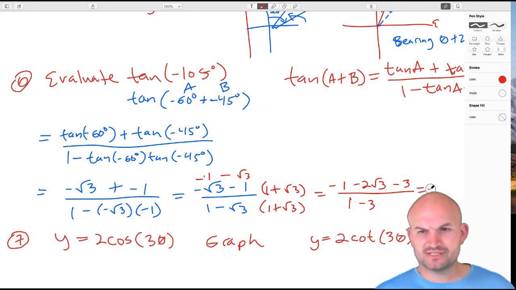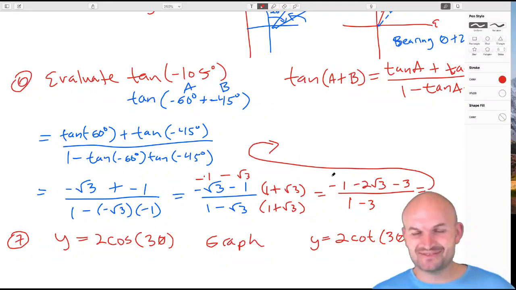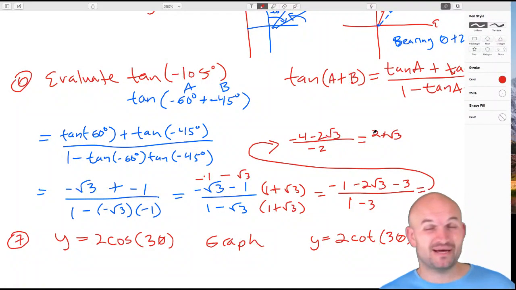So let's do this. This is horrible. I hate when students do this, but I'm going to do it. So negative 1 plus 3 is negative 4, minus 2 square root of 3, divided by negative 2, and then I can divide this in. So I have a positive 2 plus the square root of 3. And I hope I didn't make a mistake there.